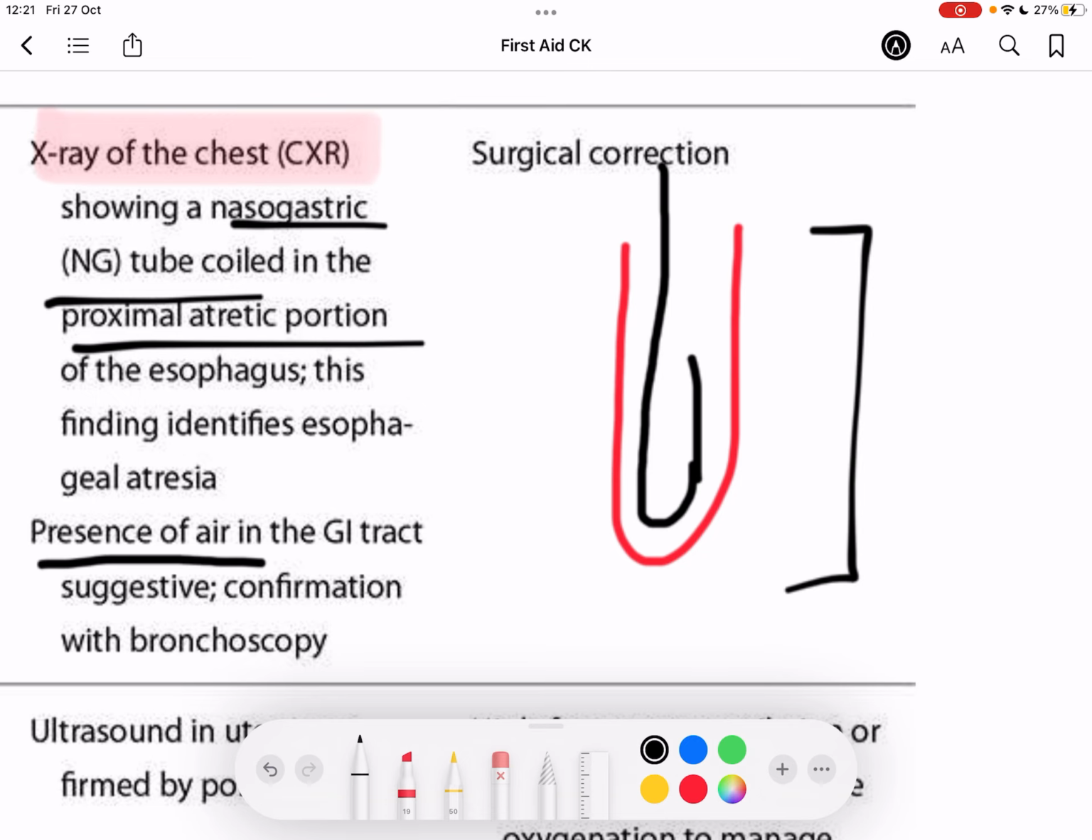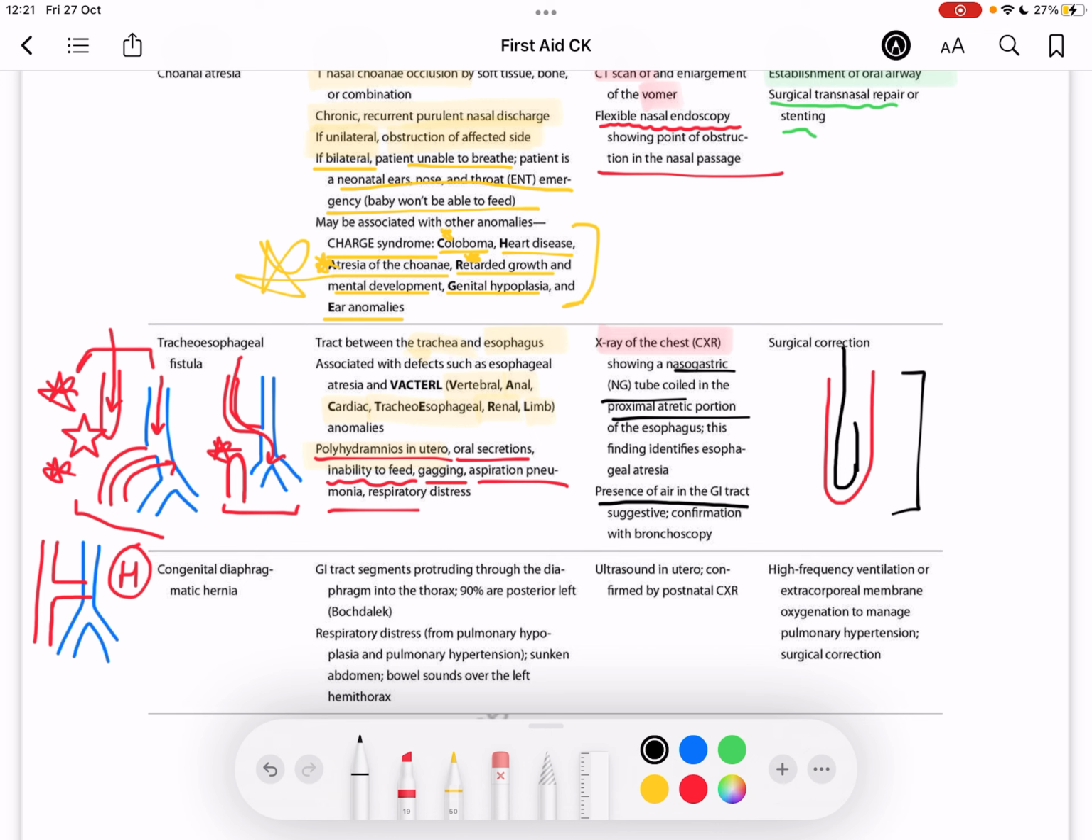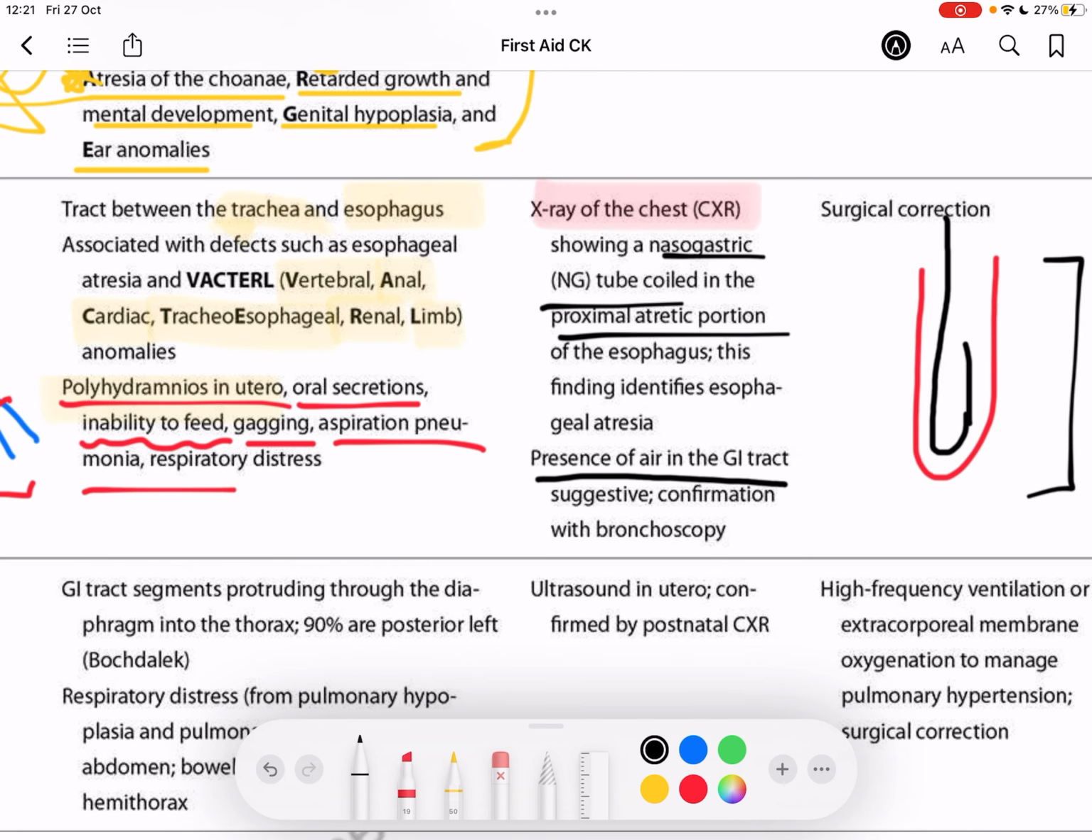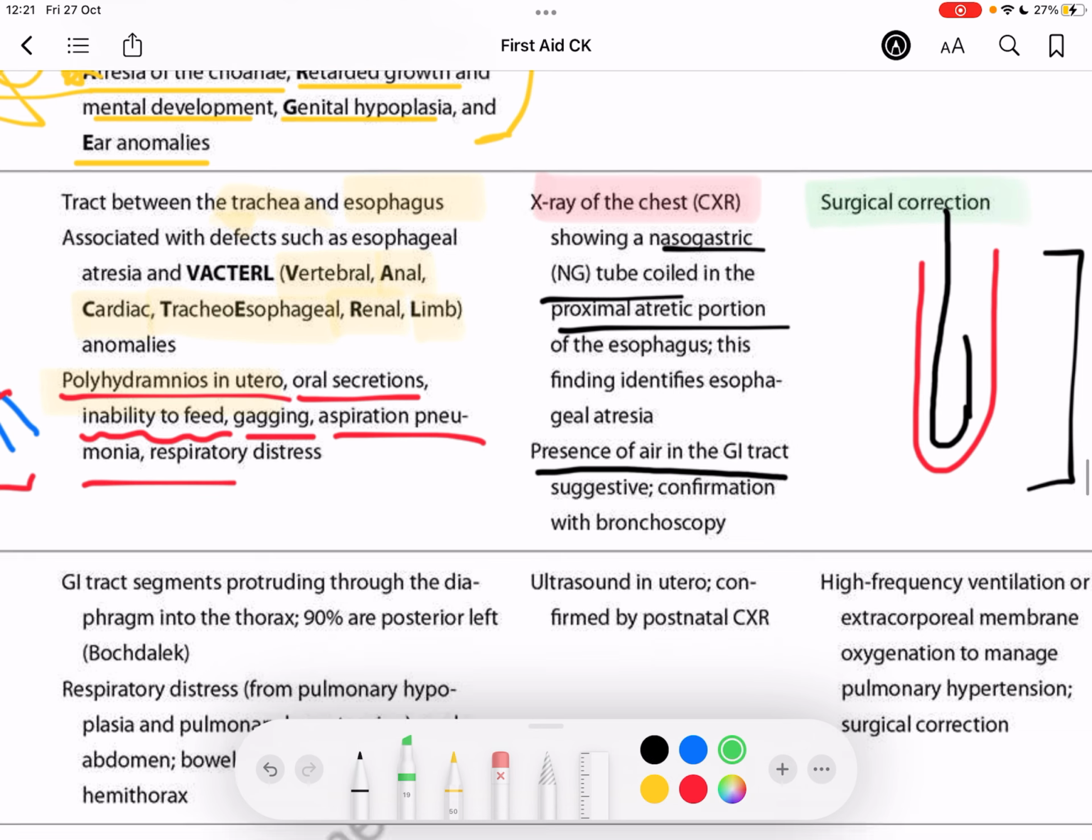Also, presence of air in the GI tract is again suggestive of this type of malformation, okay? And you can confirm that with a bronchoscopy. And the main treatment is surgical correction.